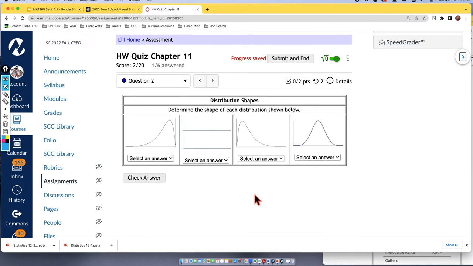Number 2, we didn't talk too much about this, or any about this, so that's good that we're going over it. Distribution shapes. Determine the shape of each distribution below. So first of all, we'll look at this. We'll look at this one.